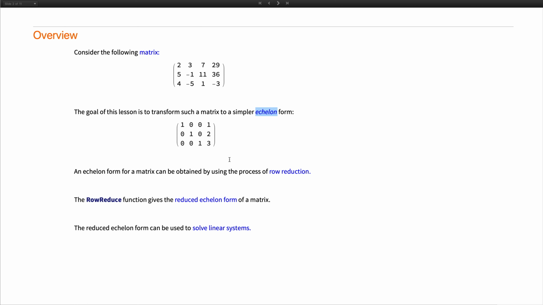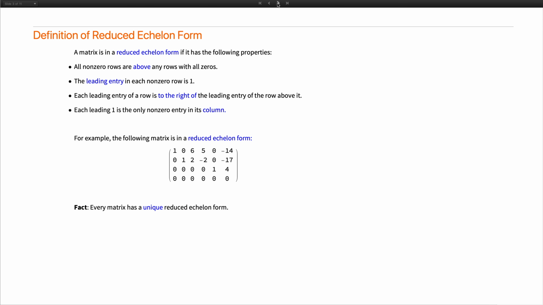Well, an echelon form can be obtained by using the process of row reduction. Fortunately, we have a very nice function called RowReduce in the Wolfram Language, which will give you the reduced echelon form of a matrix like the one you see over here. And the point is that once you have this reduced echelon form, you can solve linear systems. So let's begin with a formal definition of a reduced echelon form.